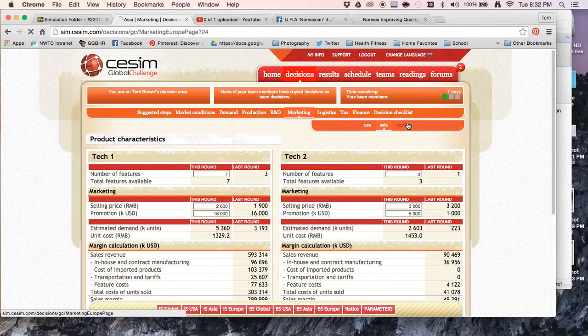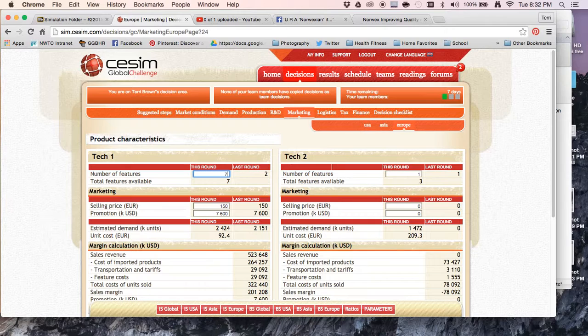And then I'm going to hit Europe. Making the same changes. I have more features available now. And then if I look in here for the euros, I'm going to see that it costs 113 euros to make this. So I'm going to also increase that. And then I like to just keep this the same. And my selling price for this technology is going to be 420. 20 zeros, and then my promotion value is 5,000. So that is what you have to do for marketing.